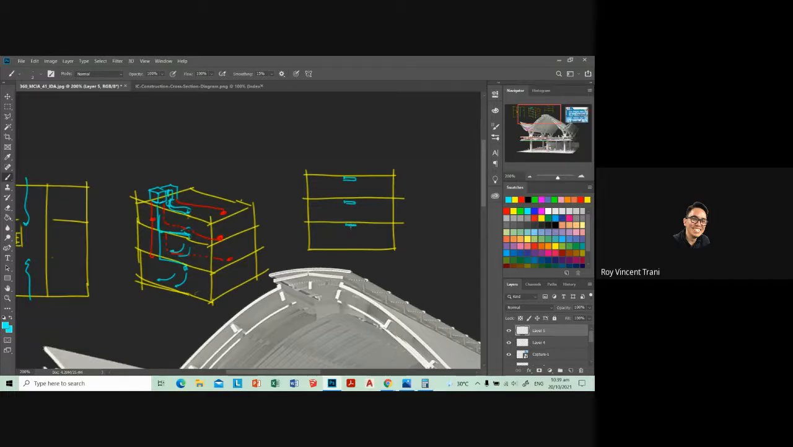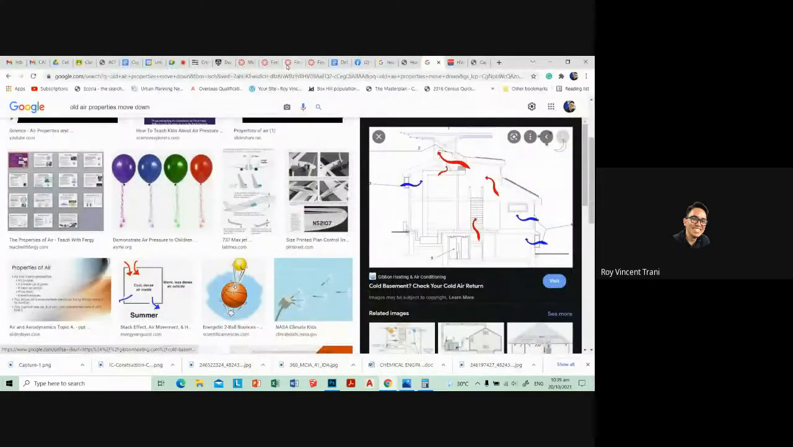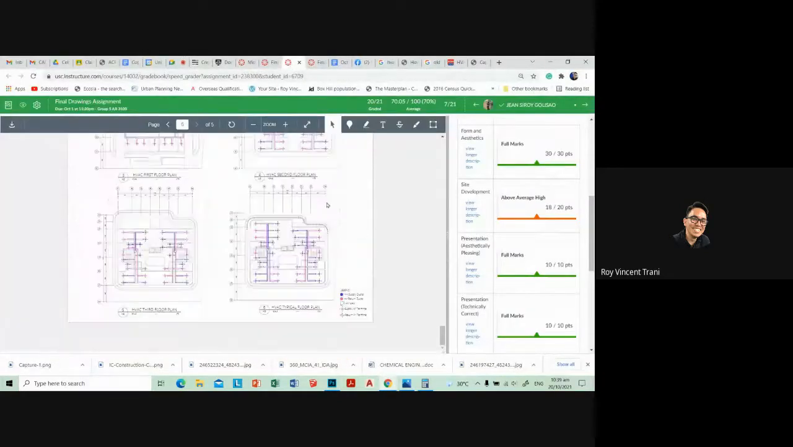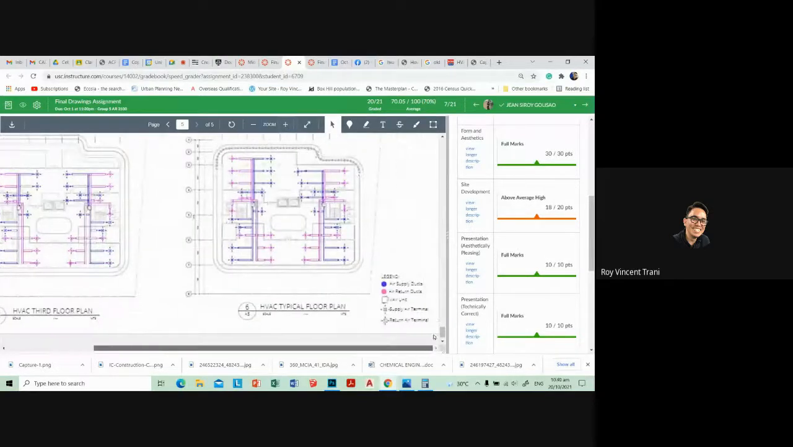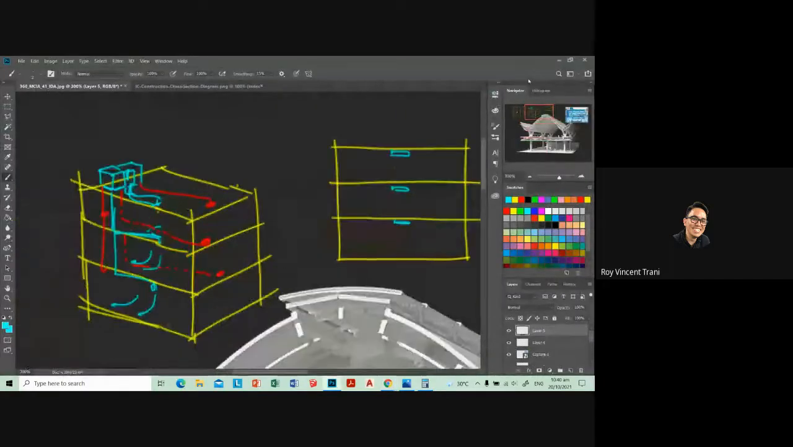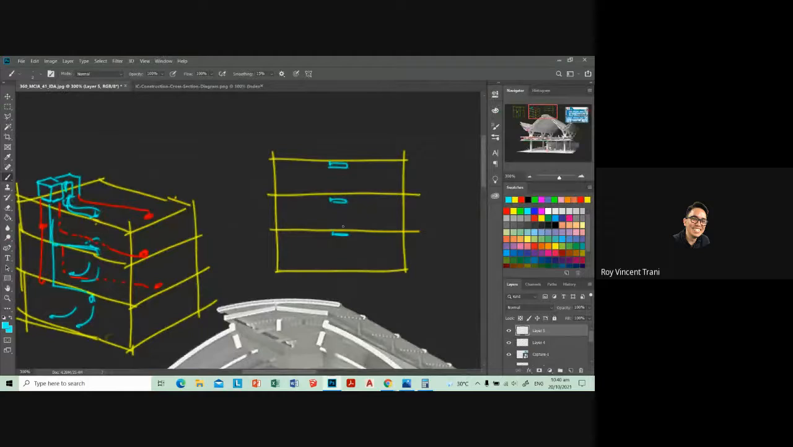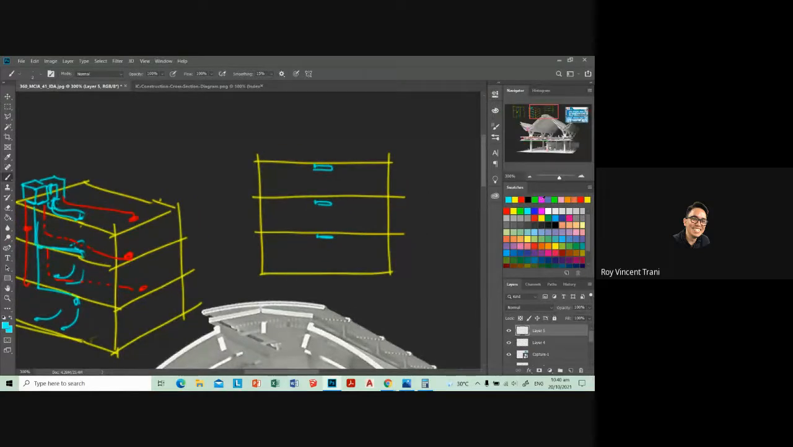Can someone tell me what the word for this thing is? It's on your drawing plans. Let's see. Air supply ducts. Oh, thank goodness. My brain. If your air supply ducts are in the center of the room, your air return should be in the corners.